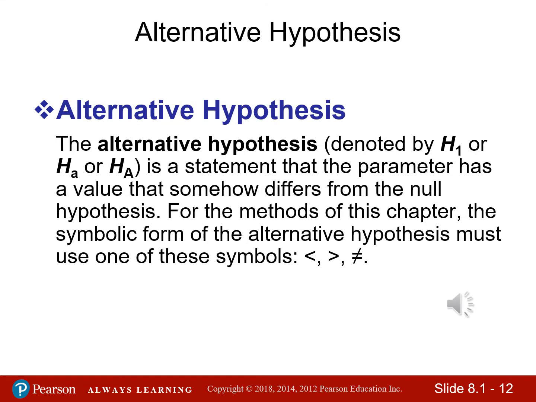The alternative hypothesis is a statement that the parameter has a value that somehow differs from the null hypothesis. We denote the alternative hypothesis with an H and a subscript 1, or an H and a subscript A. For the methods of this chapter, the symbolic form of the alternative hypothesis must use one of these symbols: less than, greater than, or not equal to.